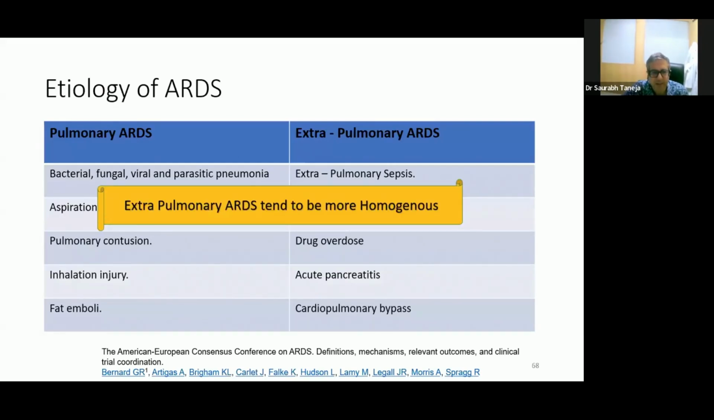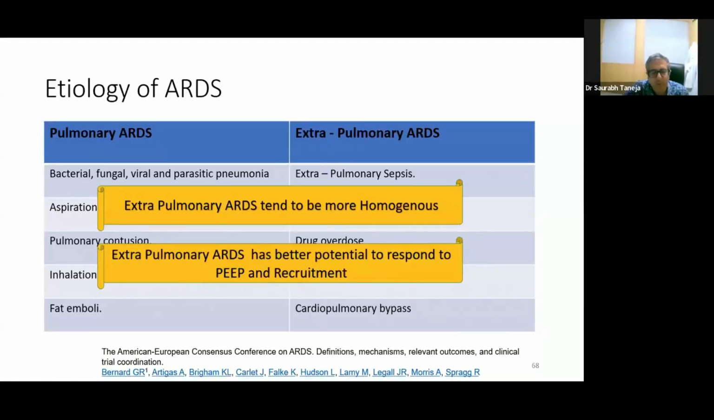Extrapulmonary ARDS tends to be more homogeneous. When the cause is pneumonia, you can see on the X-ray that the left or right side will be more affected. But when the patient has pancreatitis-induced ARDS or sepsis-induced ARDS, both lungs are similarly affected, or homogeneous.